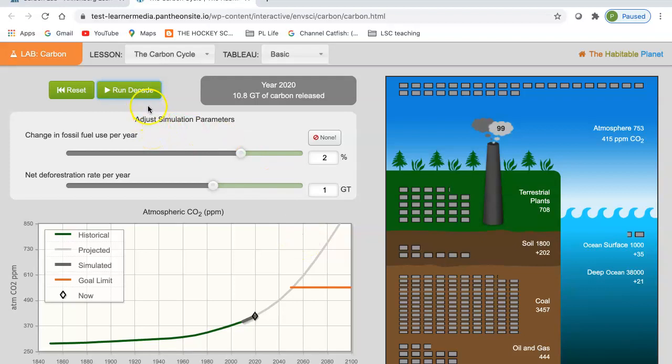Let's try another one. Let's say another 10 years passed, okay? And now we have 445 ppm CO2. And now the ocean surface carbon concentration increased to 1050. And deep ocean, that's 3857, okay?